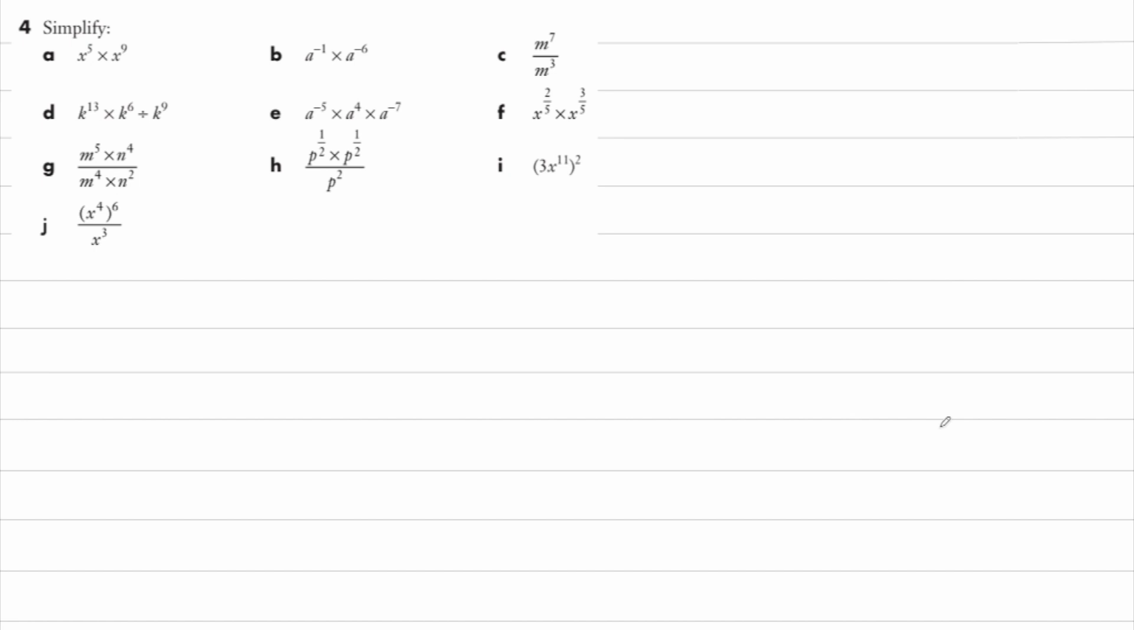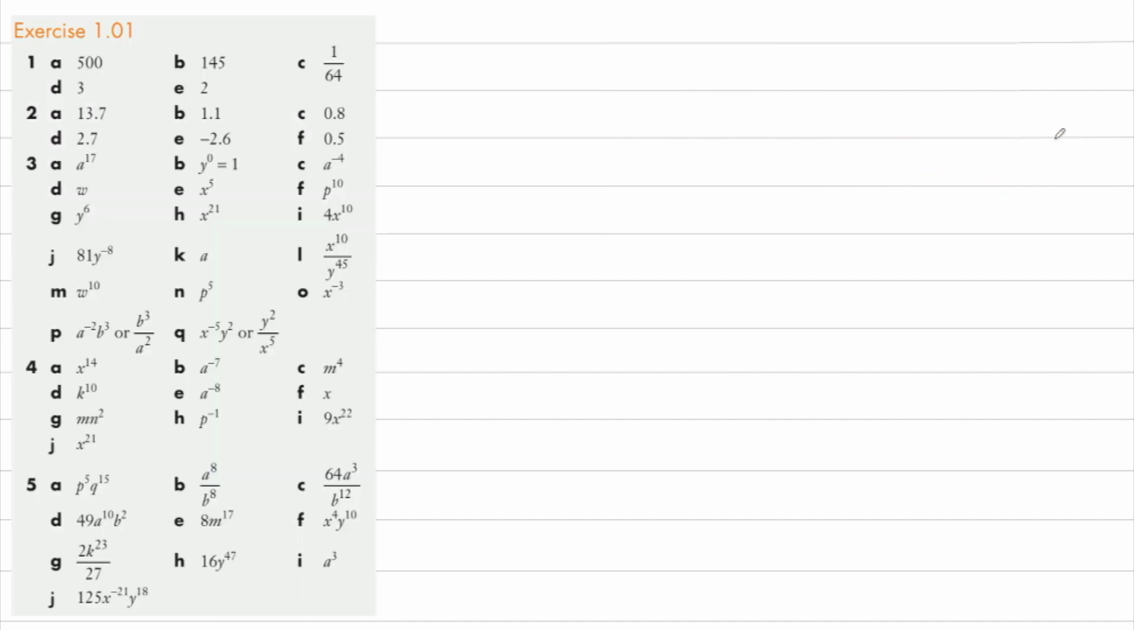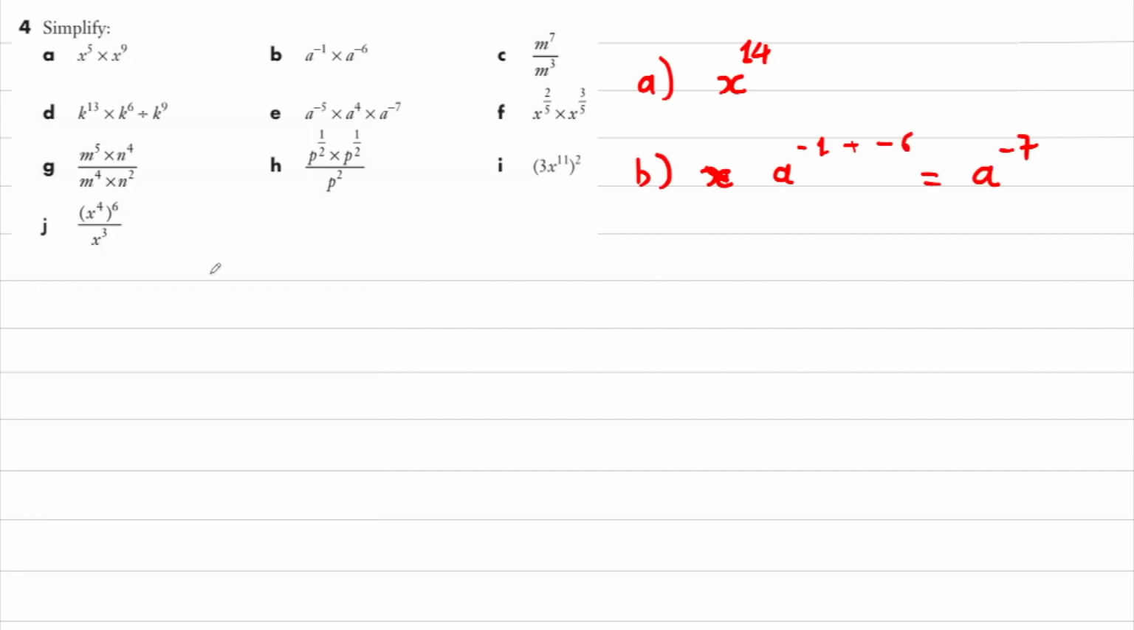Practicing more about the power number, we have exercise 4. The first one, you have h to the power of 14 because 5 plus 9 equals 14. About b, the base number is a, and minus 1 plus minus 6 equals minus 7. Let me check a little bit about the power number. Okay, yes, that's it. Question C is very easy.